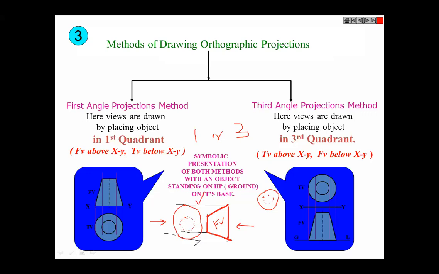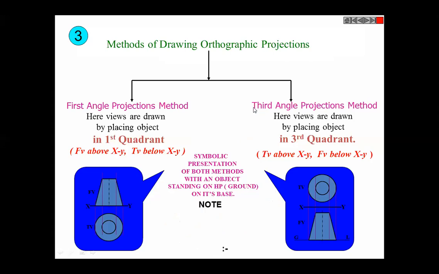Understood everyone? So first angle and third angle projection methods can be shown in two ways: front view and side view, or front view and top view, whatever is convenient to you. This is also correct and this is also correct. Whether you want to use front view and top view or front view and side view is up to you. Basically you should know what your first angle projection method is. That's it. Okay, now we will proceed.